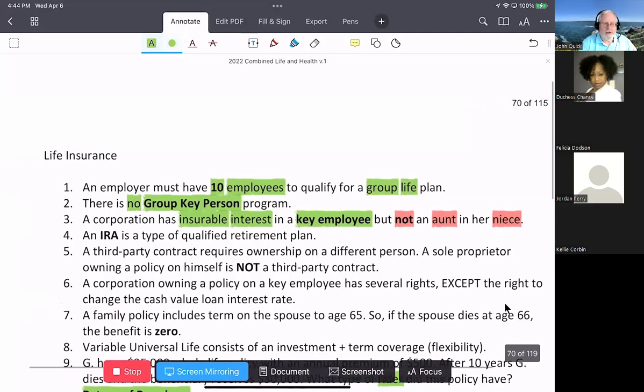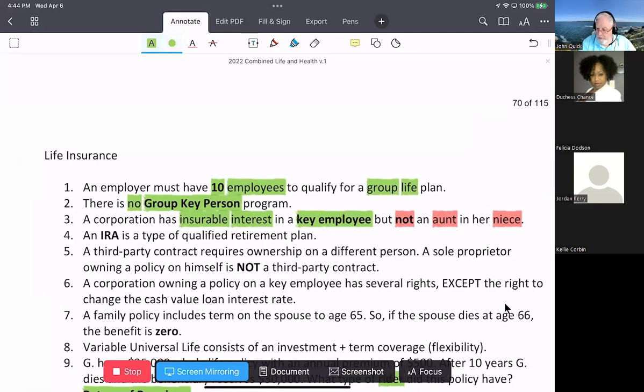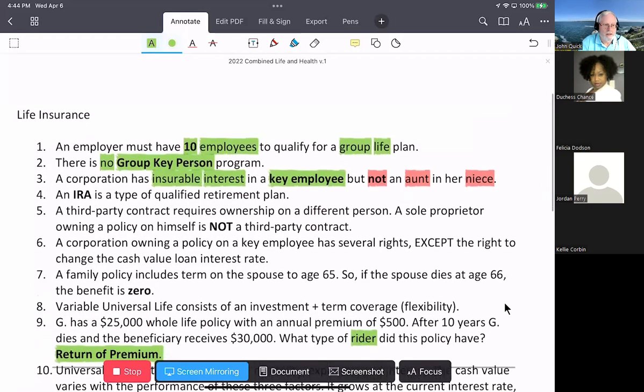All right. Now, here are some notes, and we talked about some of these earlier in the week about life insurance. An employer must have 10 employees to qualify for a group life plan. Now, health, you can have as few as 2. There's no such thing as group key person. You're probably only going to have 1 or 2 key people. A corporation has insurable interest in a key employee, but not an aunt or their favorite niece. Not 2 coworkers who plan to go to business when they retire 3 years from now.